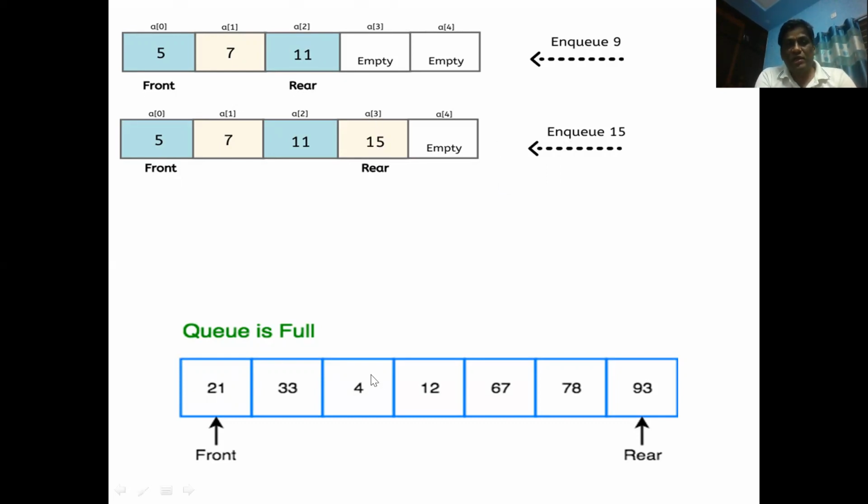And how do you know that the queue is full? If rear is pointing to the last location, that is the size minus 1 location. What is size minus 1 here? The size of the array is 7. What is the last index? It is 6. So if rear points to the size minus 1 index, it means the queue is full. So that is what we are checking at the beginning for inserting. If rear is pointing to the last location, the queue is full and insertions are not possible.